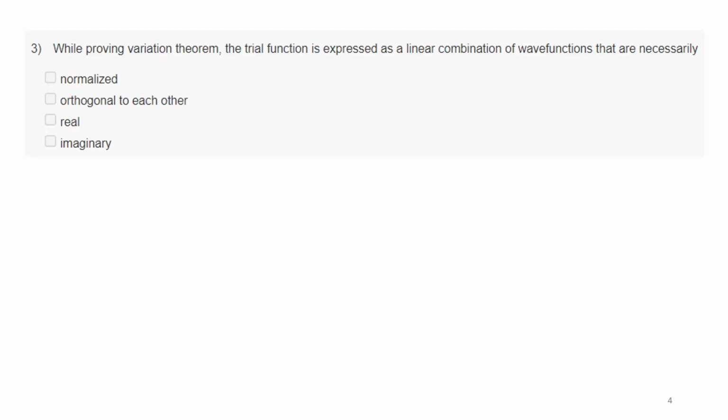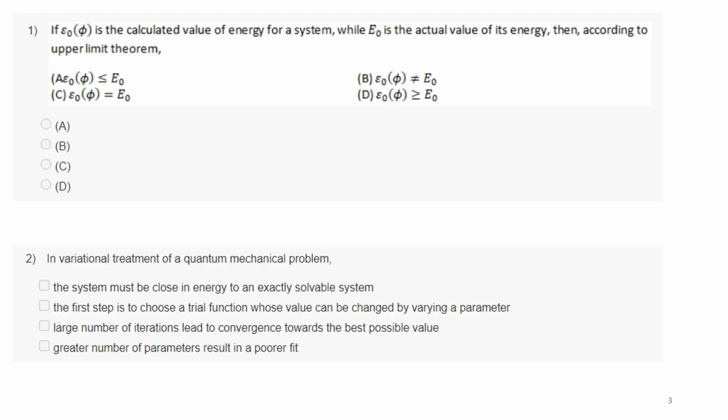Okay, good observation. For those who have not joined, let us quickly solve this as you have already got it. D is the correct answer for the first one. It is the variational theorem: the average energy for the trial wave function will be greater than or equal to the ground state energy. Okay, so the second question: what will be the answer in the variational treatment of a quantum mechanical problem?